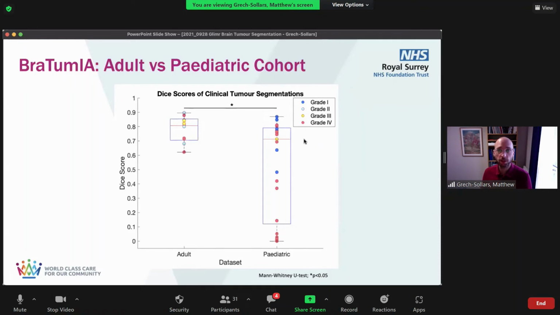The other thing to note is that there was a range. Mostly the ones with the lower score were grade 4 tumors, but actually there were some grade 4 tumors which also had a high dice score. So there was no correlation between tumor grade and how well Bratumia, in this case, performed.